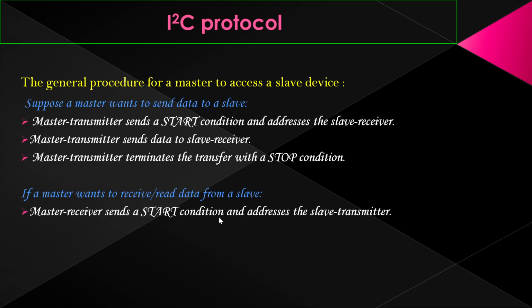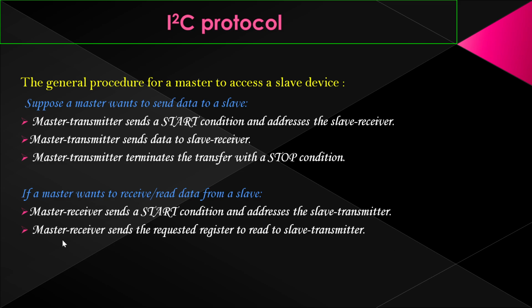First, the start condition. The start condition will be sent by master and then the address of the slave. So once the address of the slave is sent, we need to send the register address. Master receiver sends a requested register to read to the slave transmitter. So once a slave is addressed, then it has to send the register address from where it wants to read the data.